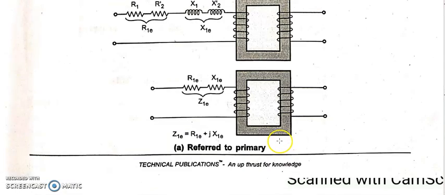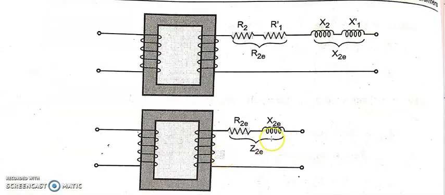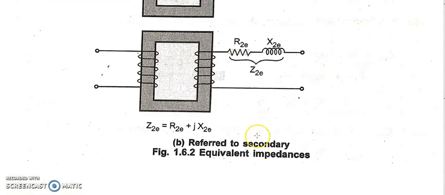So this first diagram was the equivalent impedance referred to primary. The second diagram is of what? The equivalent impedance referred to the secondary. So very simple it is. Okay.